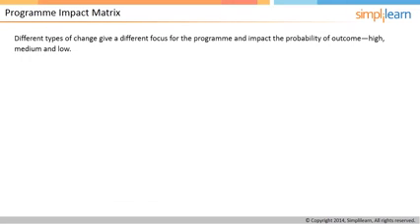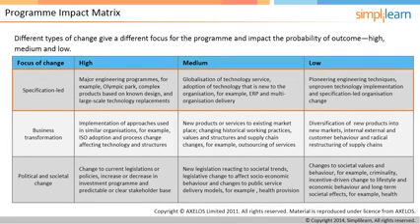Program Impact Matrix depicts how different types of changes give a different focus for the program and how they impact the probability of outcome. For example, in technological programs, probability of outcome is high for known complex design, but the probability of outcome decreases when technology is new to organization or unproven in field. Scale of implementation is another factor. Bigger the scale, lower is the predictability of outcome. This is in case of specification-led programs.